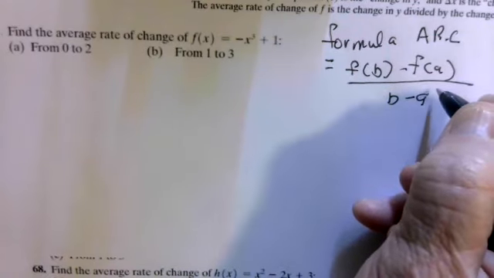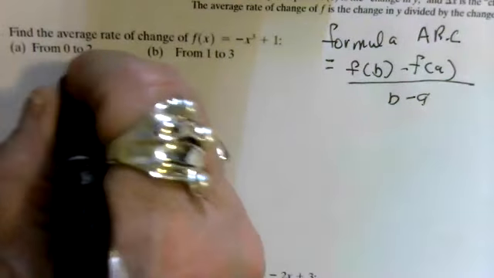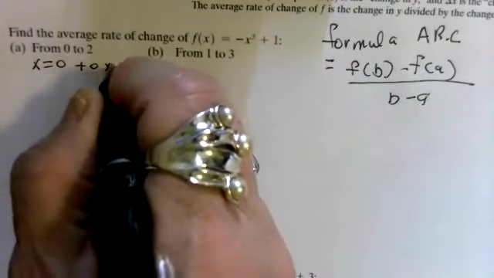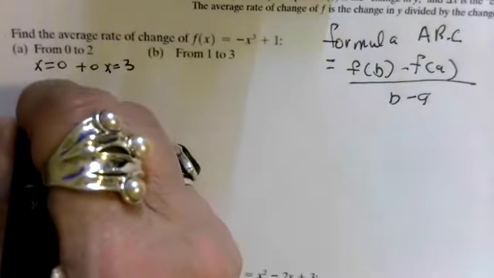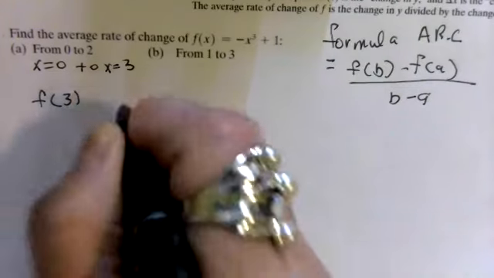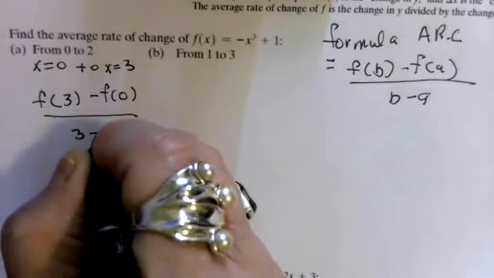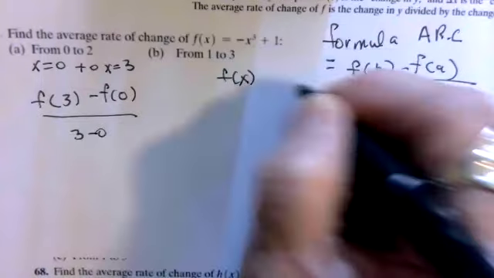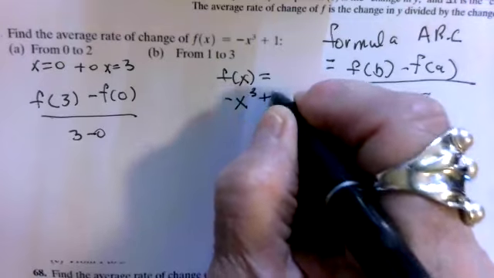Now, they've given you 2 points, from x equals 0 to x equals 3. So you know what your x values are, so you just substitute them in. You're going to go f of 3 minus f of 0 over 3 minus 0. And then this function, let's write down what it is. F of x is equal to minus x cubed plus 1.